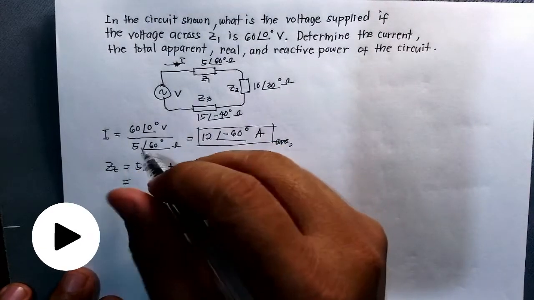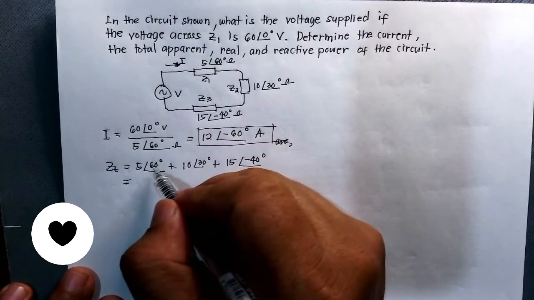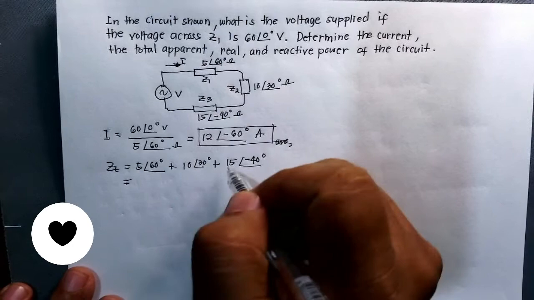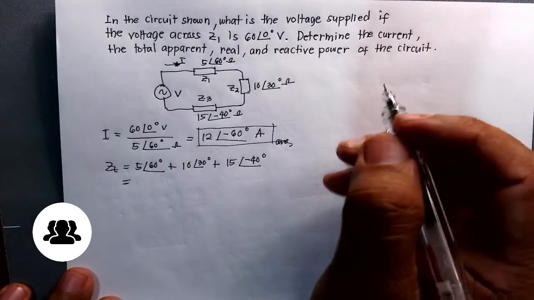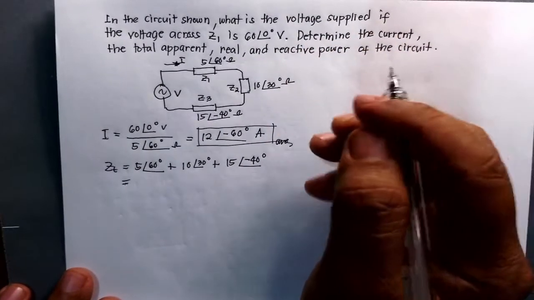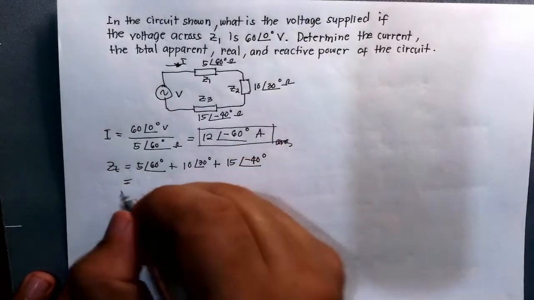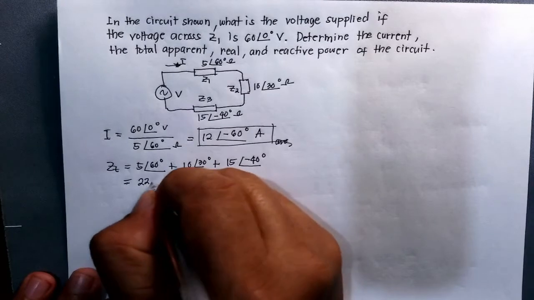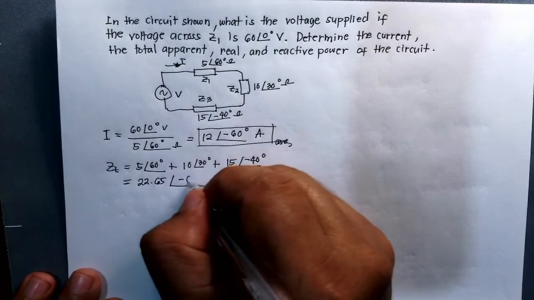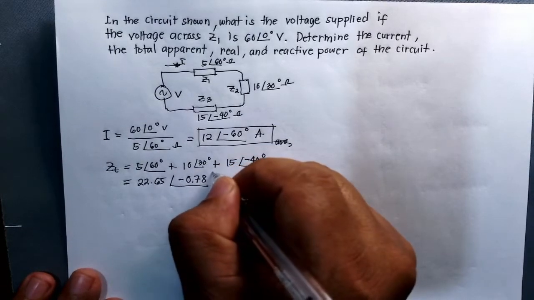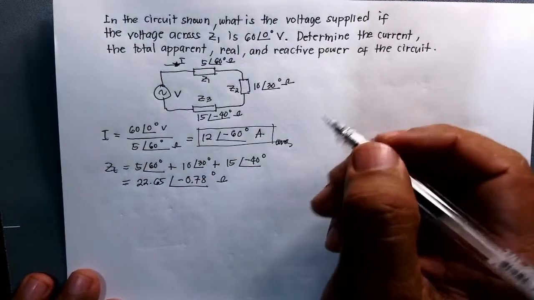And it is so much harder for us if we do not convert this polar form to rectangular. So convert each term here to rectangular, because these are in polar form, and when you get the rectangular form, you add the real part and the imaginary part, and then we convert it again to polar form. In doing that, we will have a result of 22.65 cis of negative 0.78 degree ohms. That will be your total impedance.